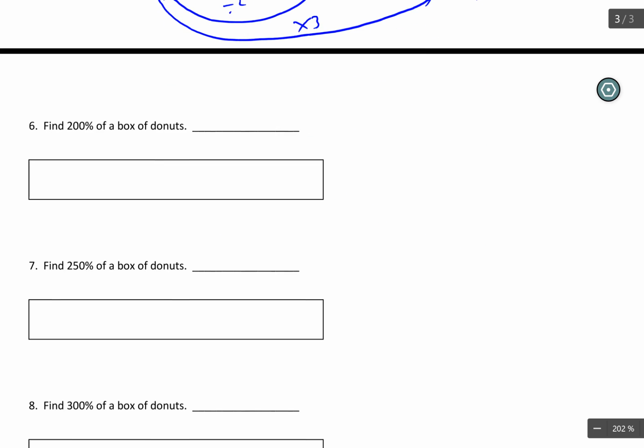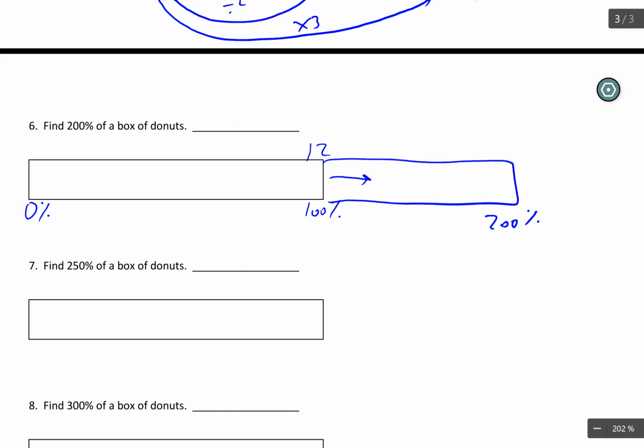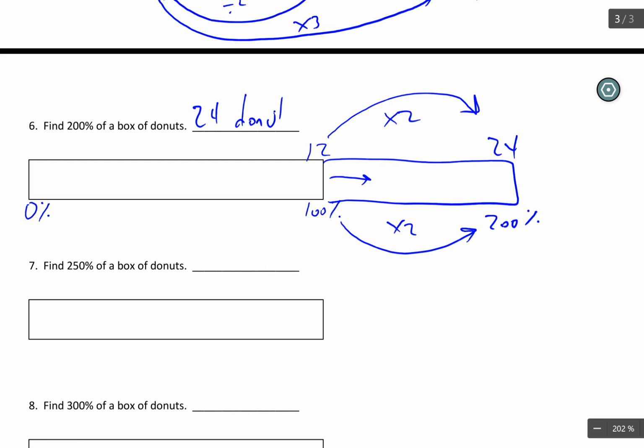Question number 6, find 200% of a box of donuts. Well, that's 0%, 100%, which is 12 donuts. I'm going to increase it to 200%. 100 to 200, multiplying by 2. 12 times 2 is 24, so that's going to be 24 donuts.